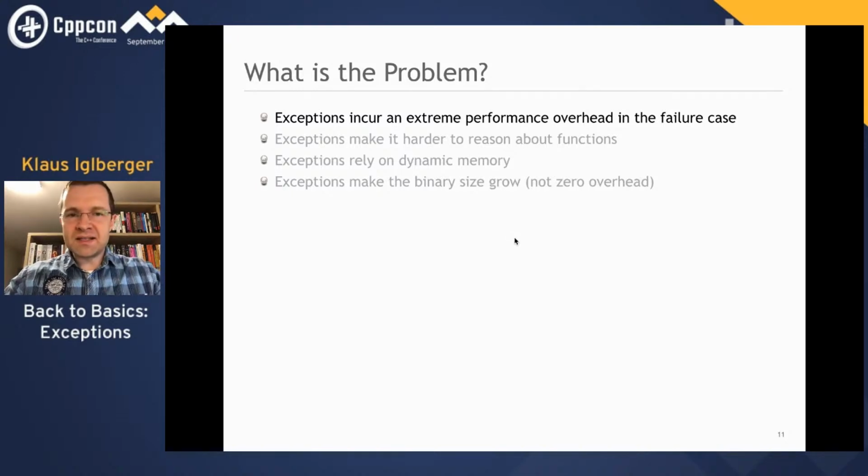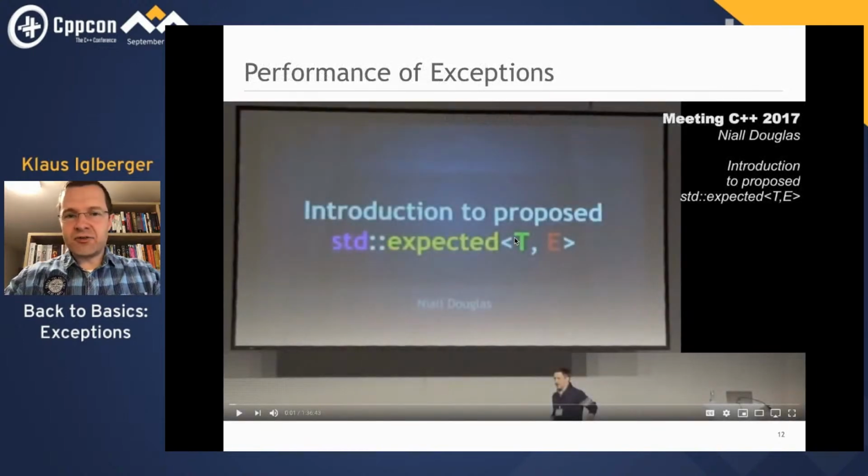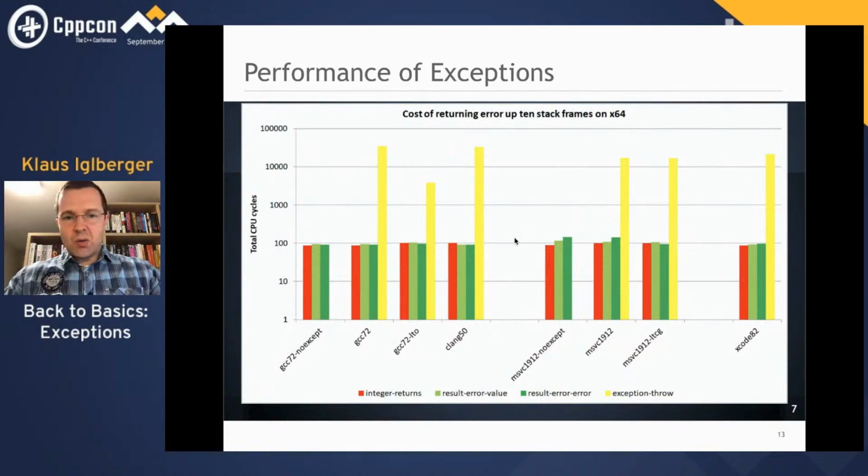And to give you an idea how big this performance penalty is, I'm borrowing a slide from Neil Douglas's Introduction to Proposed Expected from Meeting C++ 2017. In his talk, he presents this slide, which I don't want to go into detail. It's not so interesting what exactly is compared here, but there's a couple of things that apparently have low bars, and there is exceptions, these yellow bars. And the most important detail about this slide, I believe, is the left-hand side axis. It is a logarithmic scale. Logarithmic means that exceptions, if they're truly thrown, are orders of magnitude more expensive than anything else. Now, return codes, returning expected things, orders of magnitude more expensive.